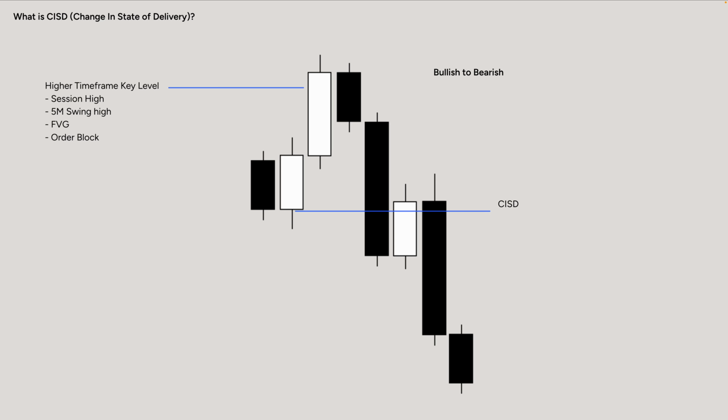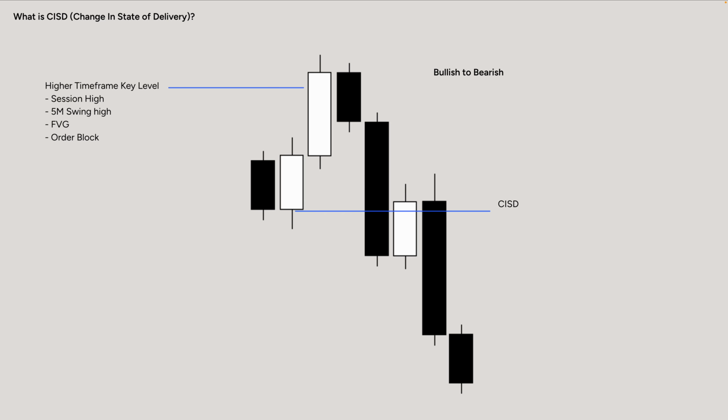But on the entry time frame, literally the only thing that you need to be looking for is whether or not you get a confirmed CISD. That will be our entry model on the lower time frame. Now, what is a CISD? The CISD stands for a change in the state of delivery. It is basically a very good confirmation model whether price is either reversing or continuing.